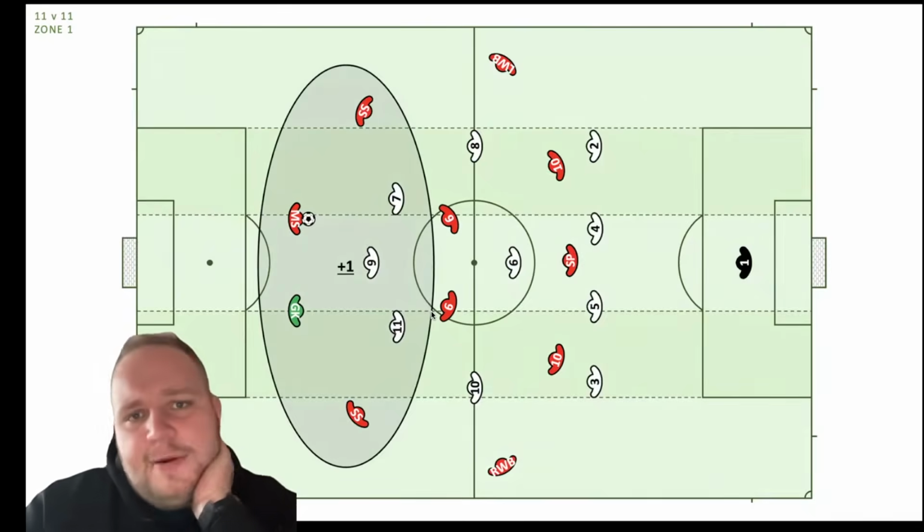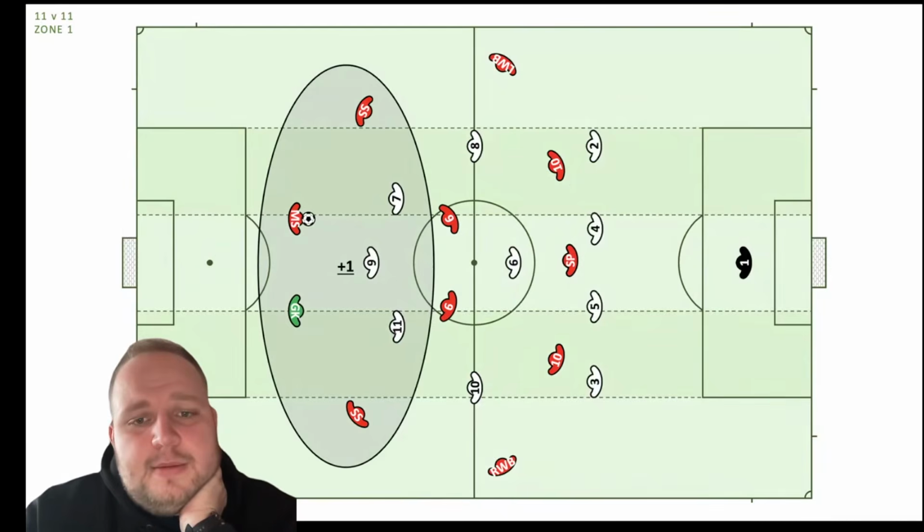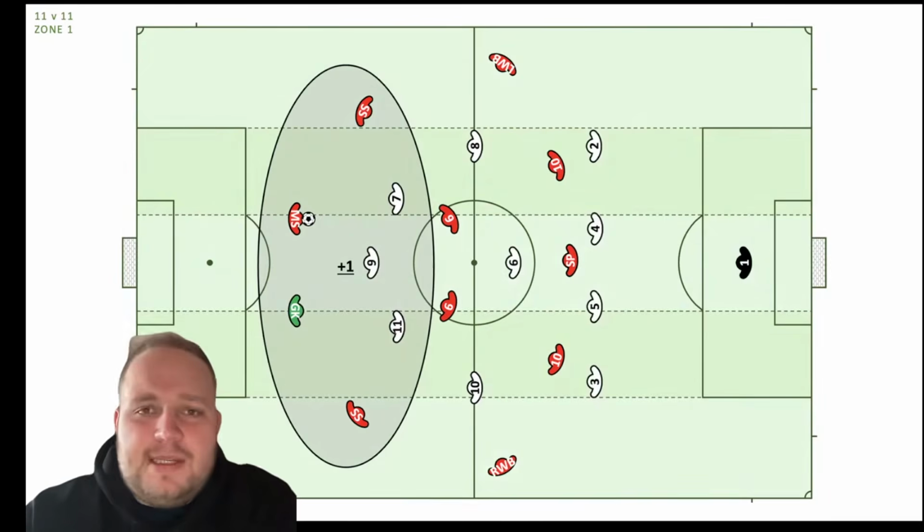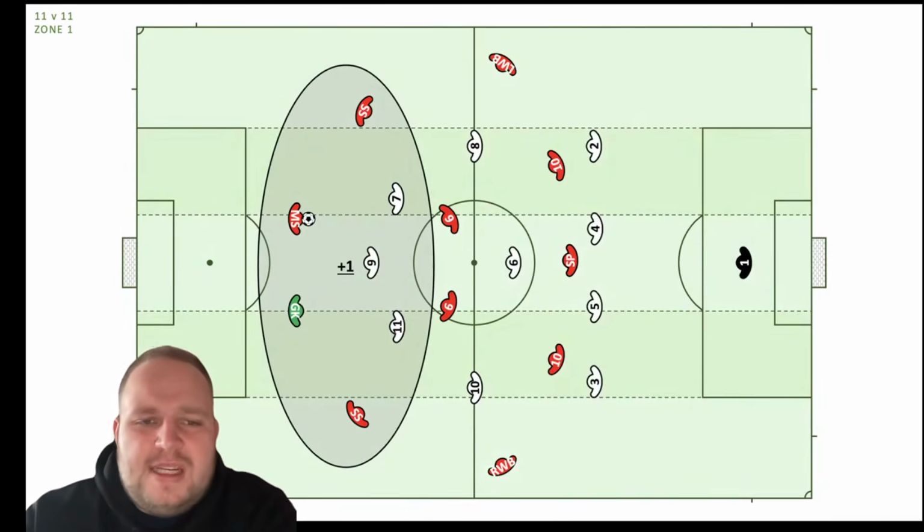A real key thing here in terms of structure is that, firstly, the goalkeeper is a player. Of course, you have to have the right characteristics in your goalkeeper. But what we said was, if we can have the goalkeeper here, it means that we can still create a +1 higher up in the field as well.